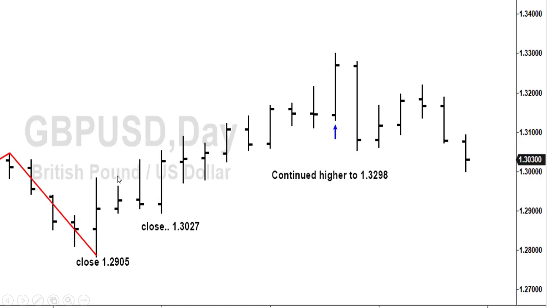It had an outside vertical bar to the upside, and when I talk about to the upside, I mean it had a bullish close above the average range of this bar. The next day we had an inside vertical bar. What is an inside vertical bar? A lower high and a higher low.